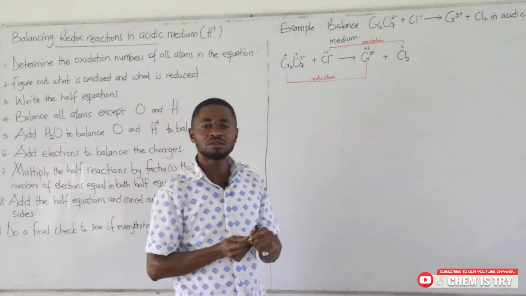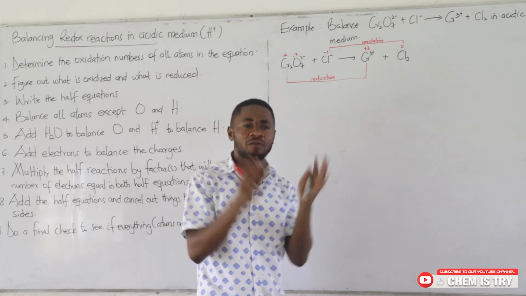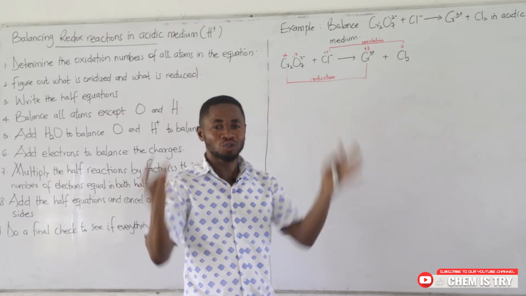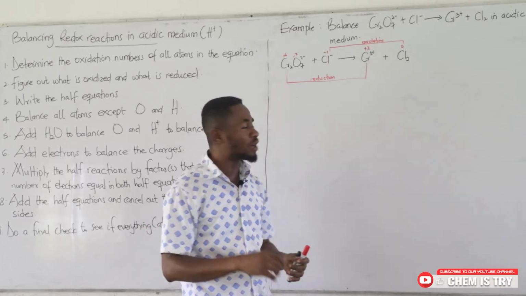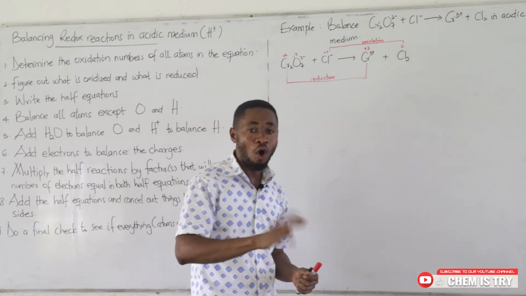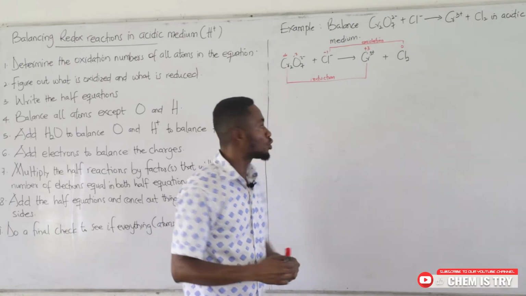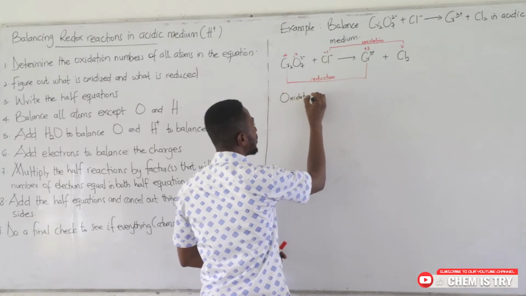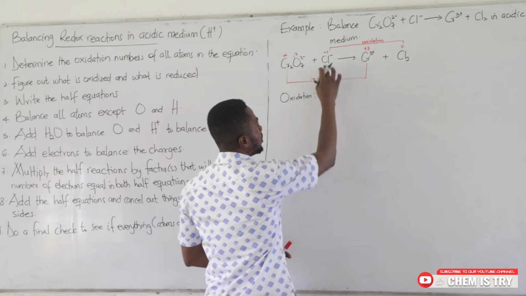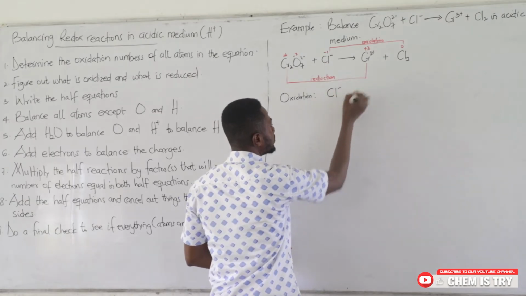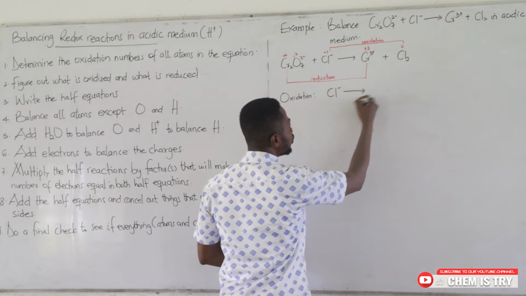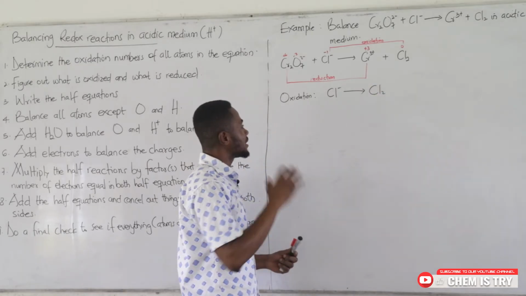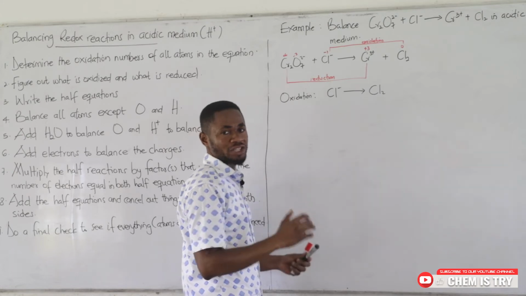Now the half equations we said talk about only half of the whole story, not the complete story. So it will either talk about only the reduction or only the oxidation. So let's write the oxidation half reaction. Now it is chloride ion going to produce chlorine gas like this. That is the oxidation half reaction.